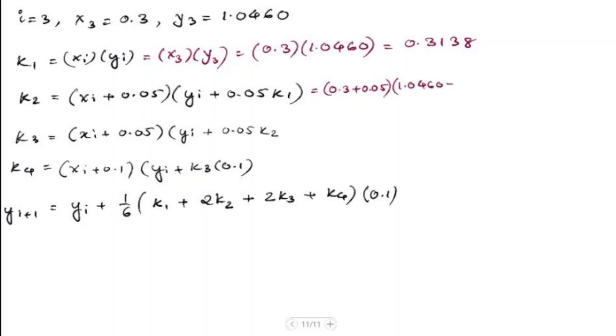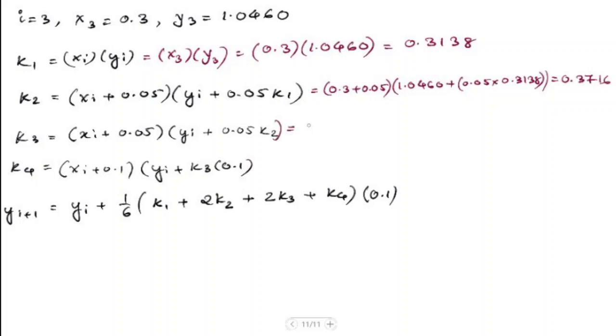And then we have for k2, x3, that's 0.3, plus 0.05 times y3, that's 1.0460, plus 0.05 times k1, 0.3138, and that is equal to 0.3716.